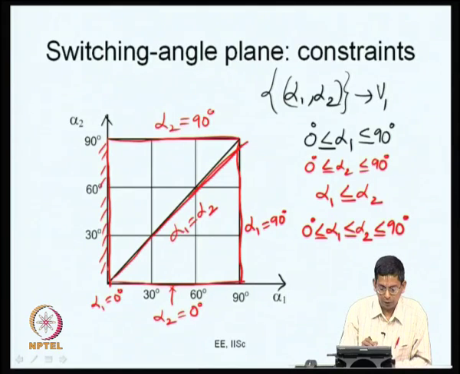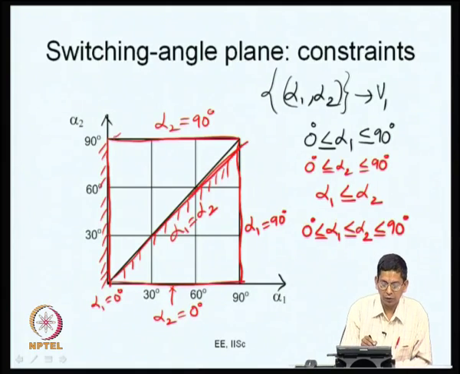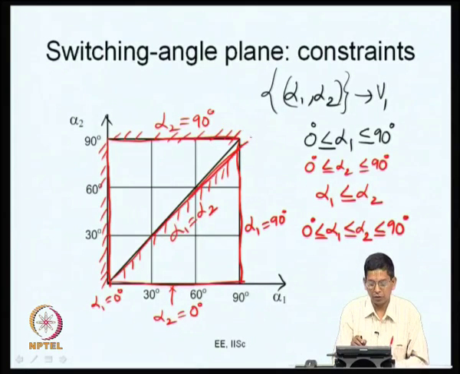Alpha 1 cannot go less than 0. You cannot operate on this side of this line. Why? Because this line is alpha 1 is equal to alpha 2. You can operate only when alpha 1 is lower than alpha 2 and not otherwise. So, this is one. And the other thing is your alpha 2 maximum value is 90 degrees. So, if it is beyond 90, you are not going to consider that. So, this right triangle is the region of our interest.